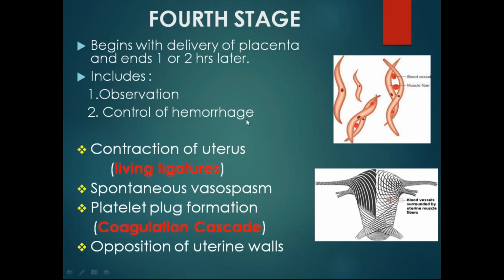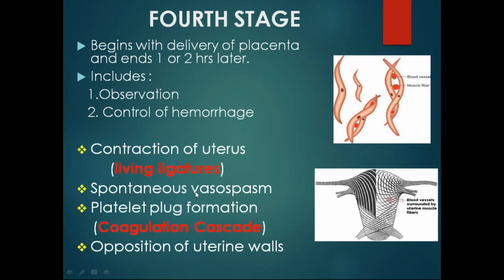Now, what are all the methods by which hemorrhage gets controlled? So the various methods by which the uterus stops the bleeding is, most importantly, first, contraction of the uterus. You know that the uterus is a very nice muscular organ and the muscles are arranged in a crisscross pattern. So whenever you have this crisscross pattern, any vessels which are passing through it will get compressed. If the muscle contracts, the vessel will get compressed. So a strong uterine contraction is required, and that is called living ligatures. That is the first most important method of securing hemostasis.